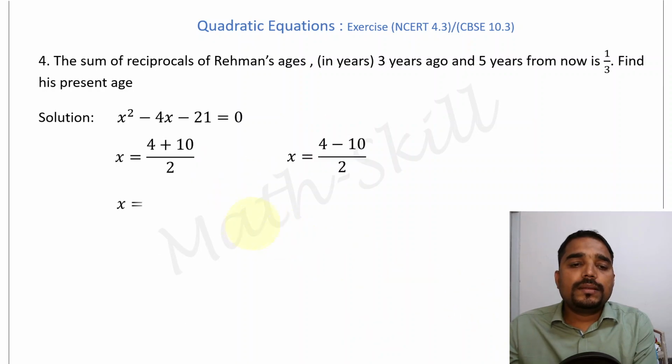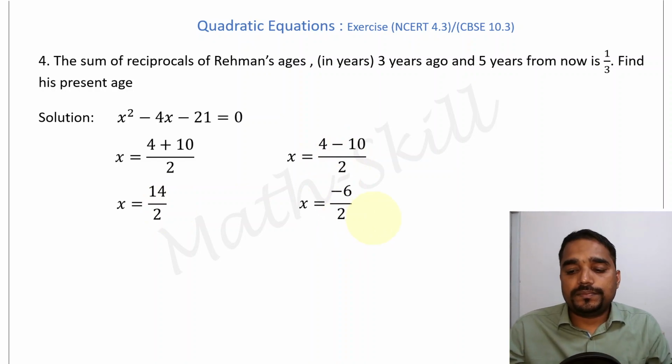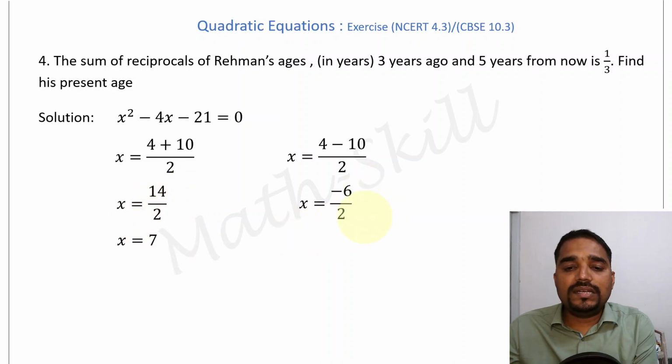That is, x is equal to 4 plus 10 is 14 whole divided by 2 or 4 minus 10 is minus 6 whole divided by 2, which implies x is equal to 2 sevens are 14, or 2 threes are 6, x is equal to minus 3.